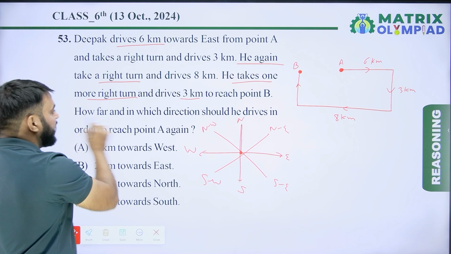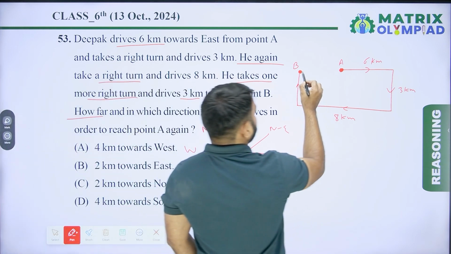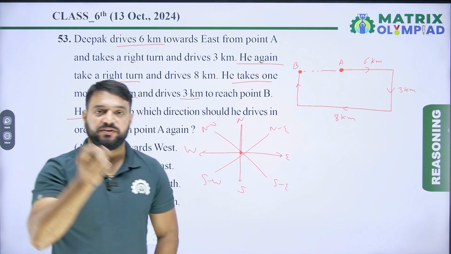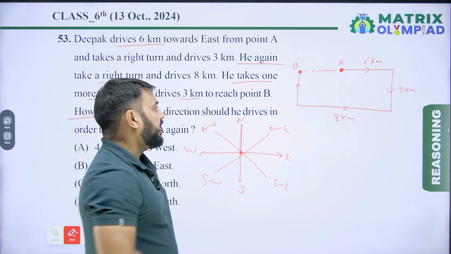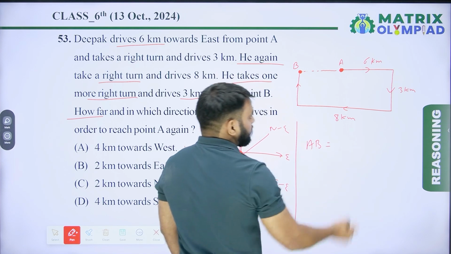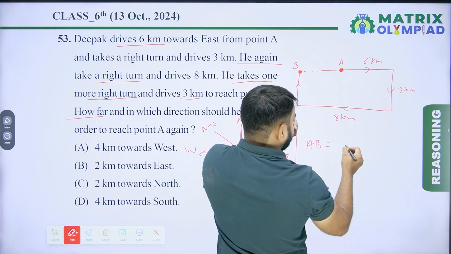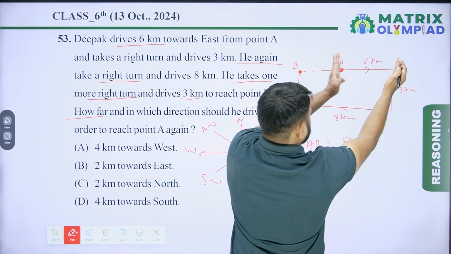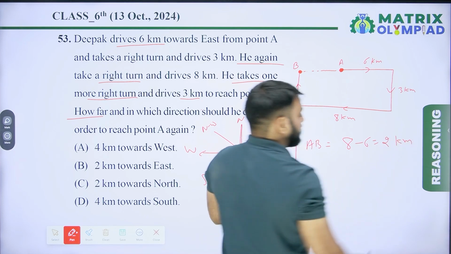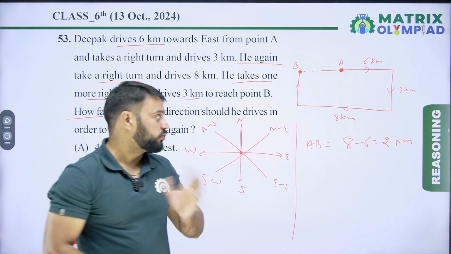Now how far? It means find the distance between A and B. Find the distance between initial point and end point. So distance between AB is 8 minus 6. It means 2 km. So distance between starting point and end point is 2 km.